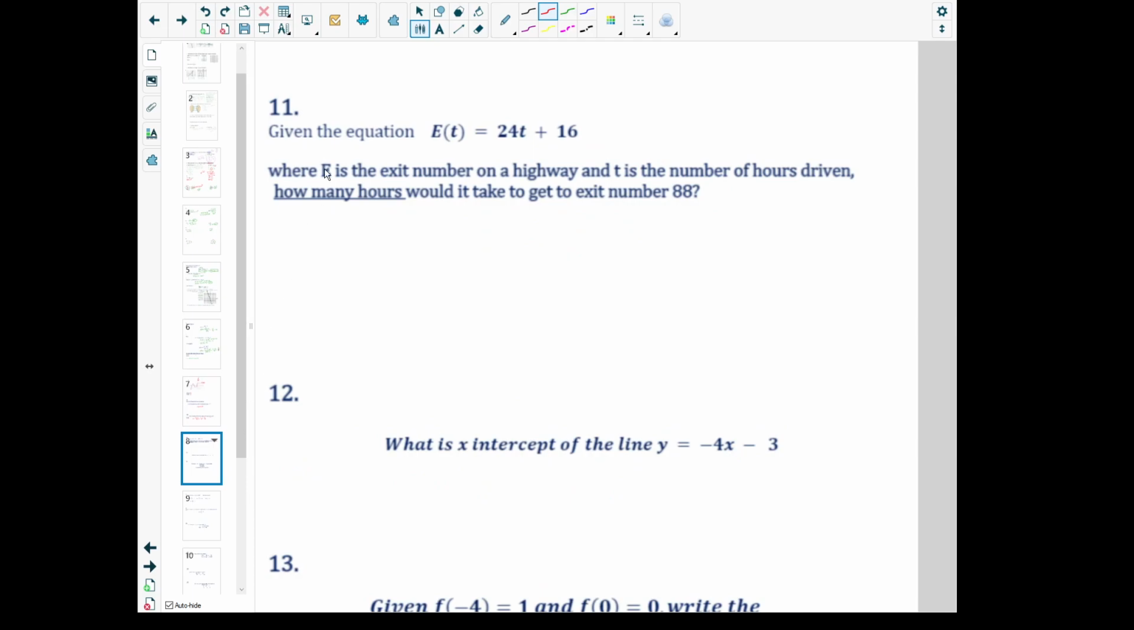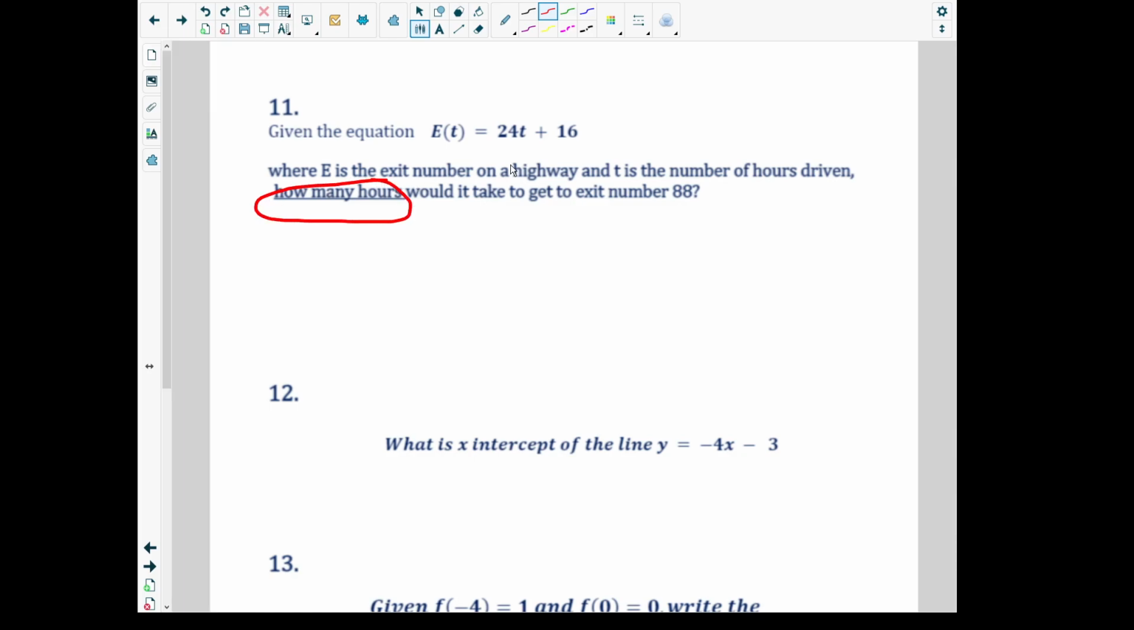Okay. 11, where E is the exit numbers on the highway and T is the number of hours driven. How many hours? So that means T is the number of hours. So what is T, basically? So there's my unknown. Would it take to get to exit number 88? Well, E stands for exit numbers. So this would be 88. The exit number would be 88. How long will that take?